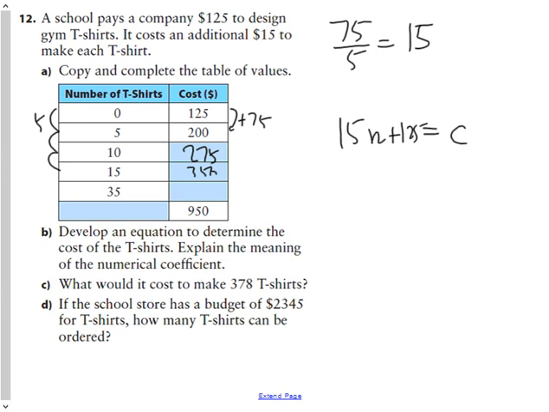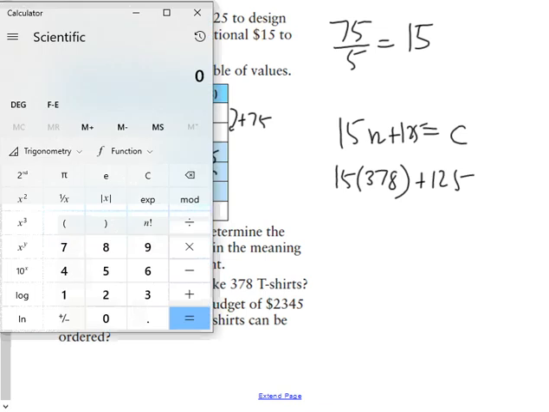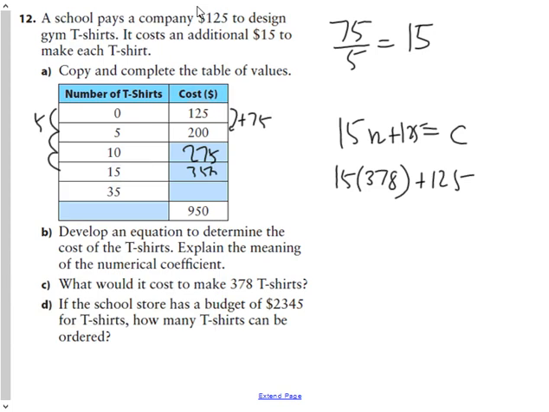So it says, what would it cost to make 378 shirts? So 378 shirts right here would be this equation. Multiply 15 by 378, you get 5670 plus $125. So to make 378 shirts, the cost would be $5,795.